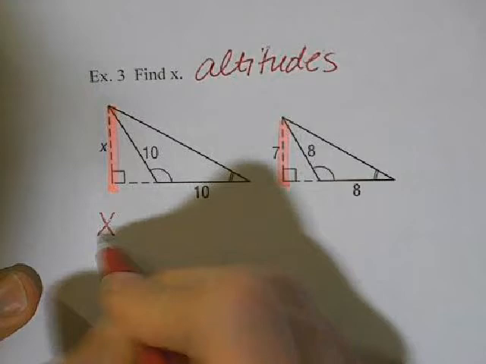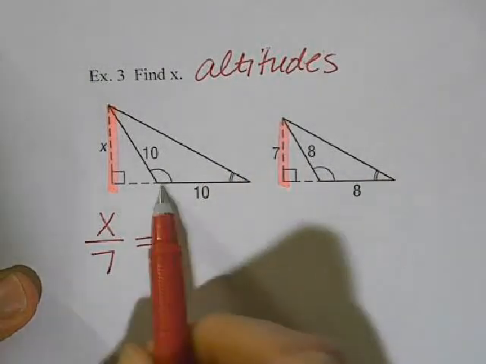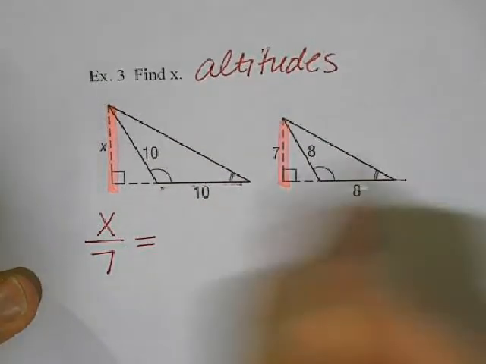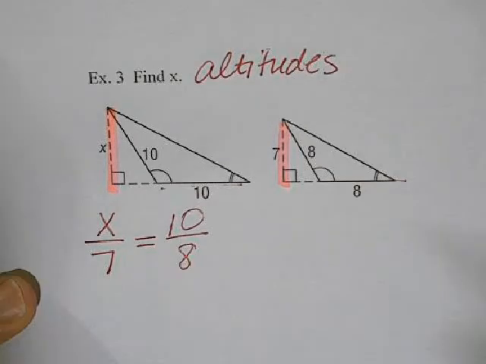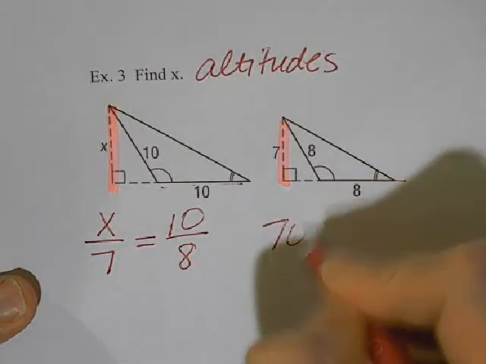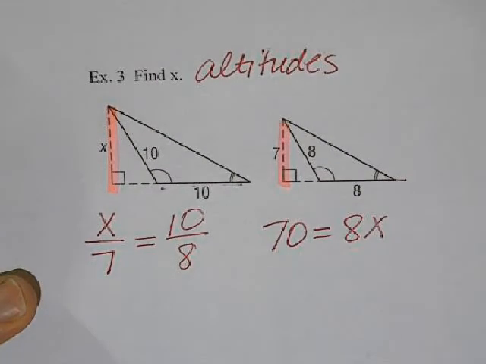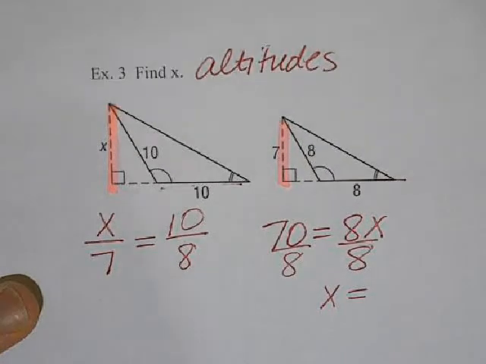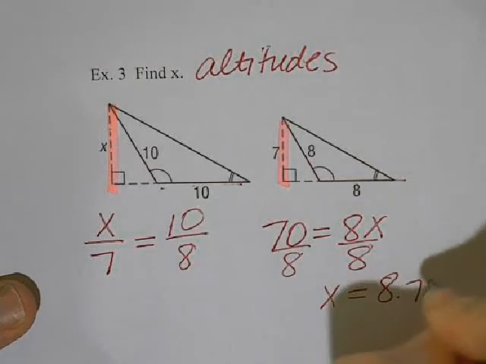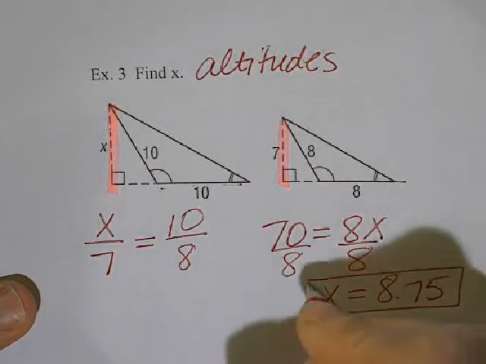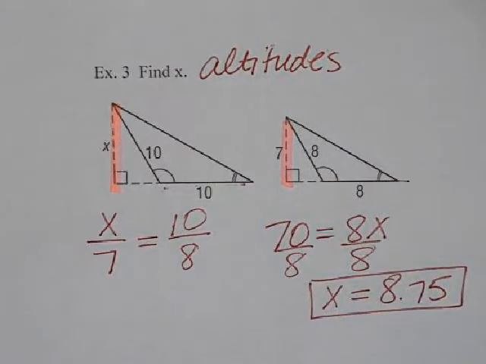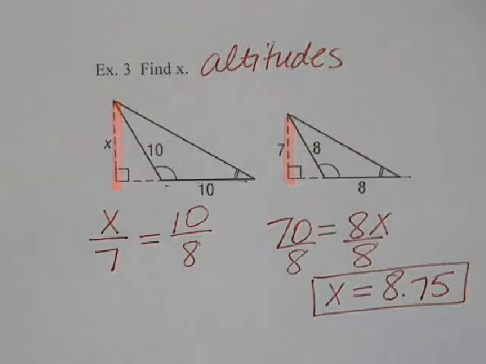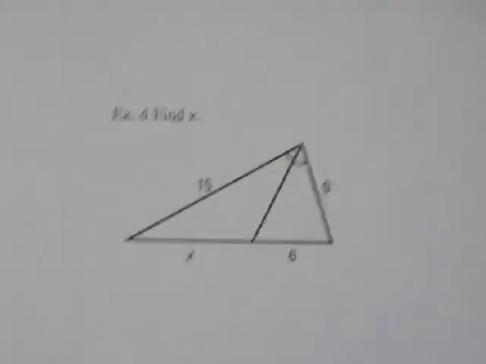Okay, so x goes with 7, and then we just pick corresponding sides, so I can say 10 goes with 8. And then you just solve it. So you get 70 equals 8x, divide by 8 on both sides, and then x equals, I don't know what 70 divided by 8 is, 8.75. Okay, it's supposed to be easy, guys, not meant to be super duper challenging. Let's look at example 4.